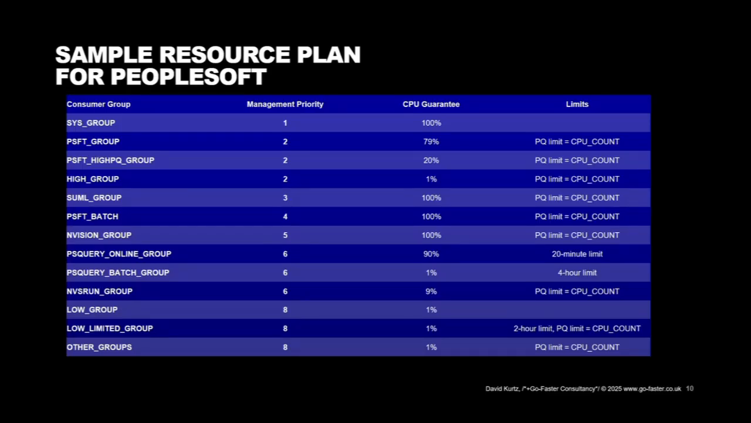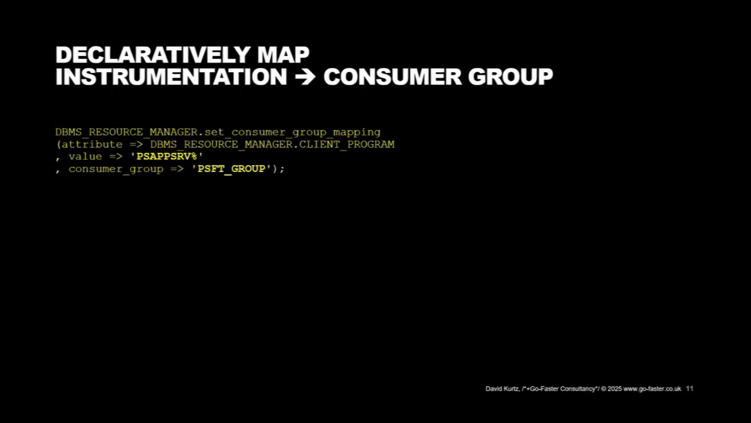The high priority stuff will take precedence over the lower priority stuff when the system runs out of CPU. And when there is CPU shortage, the higher priority processes are guaranteed certain percentages of CPU. You can also constrict the degree of parallel query, and you can terminate things after fixed amounts of time if they've run for too long. How do you do this?